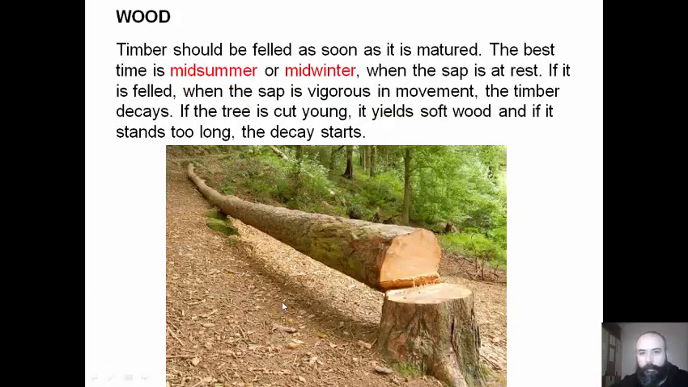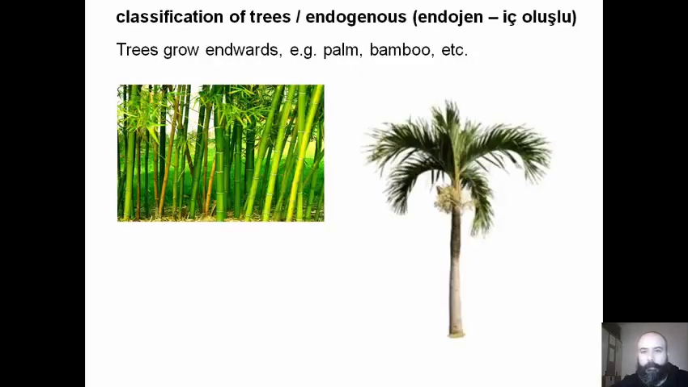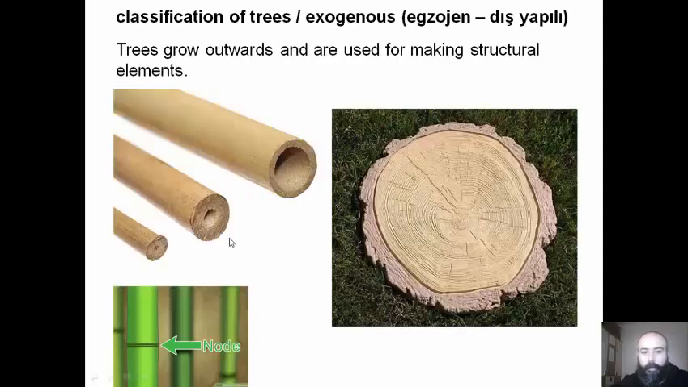Timber should be felled as soon as it is matured. The best time is midsummer or midwinter, when the sap is at rest. If it is felled when the sap is vigorous in movement, the timber decays. If the tree is cut young, it yields soft wood, and if it stands too long, the decay starts. Trees are classified as endogenous or exogenous according to the mode of growth. Endogenous trees grow inwards, like palm or bamboo. Opposite of this, exogenous trees grow outwards and are used for making structural elements.